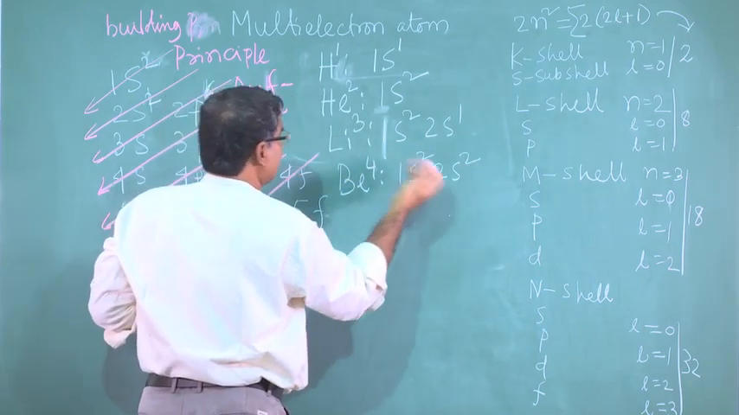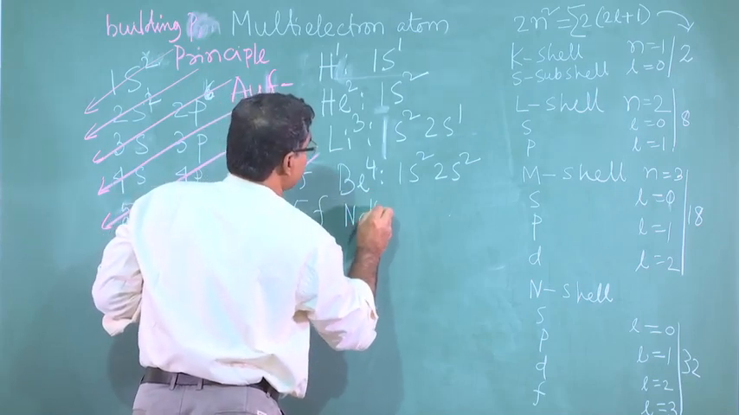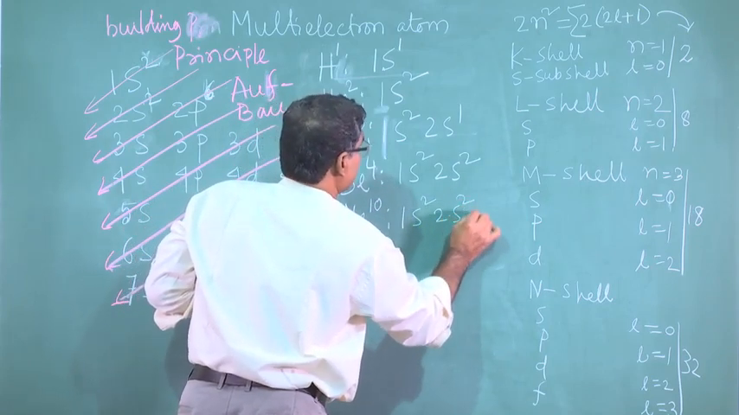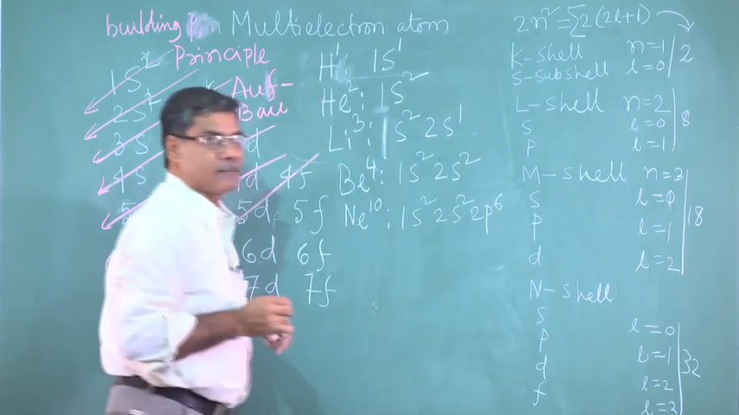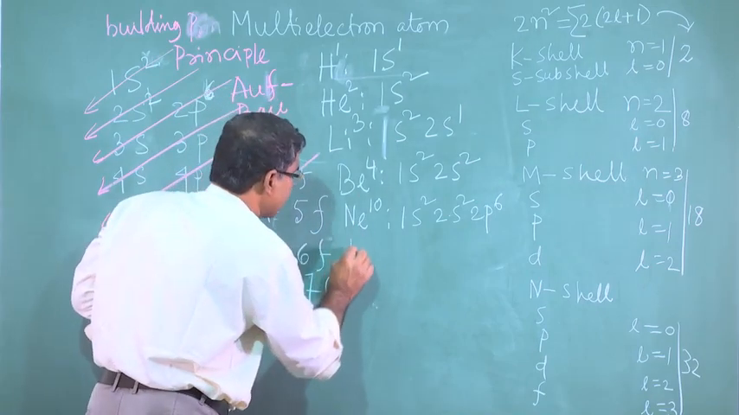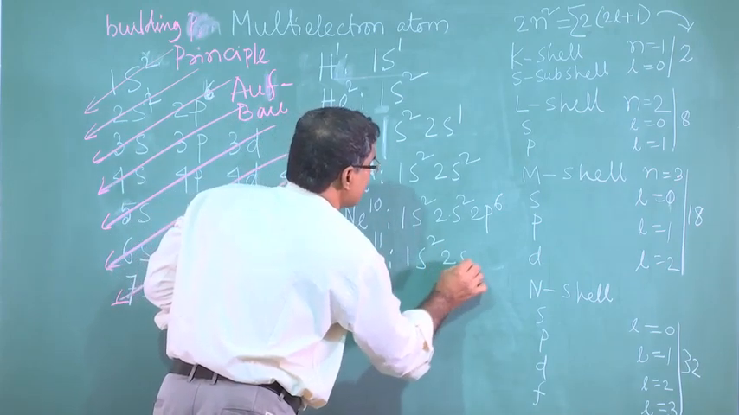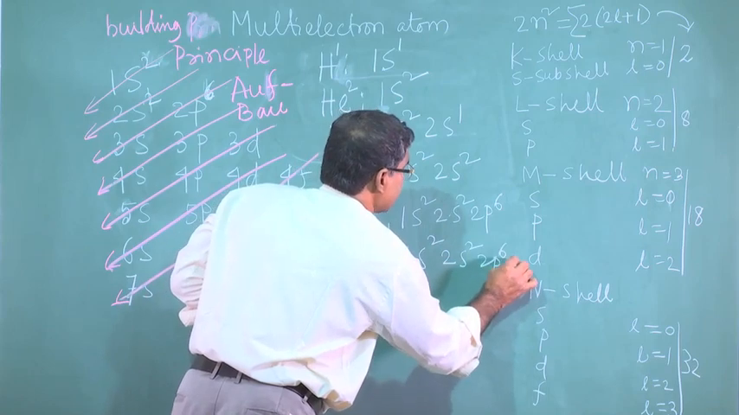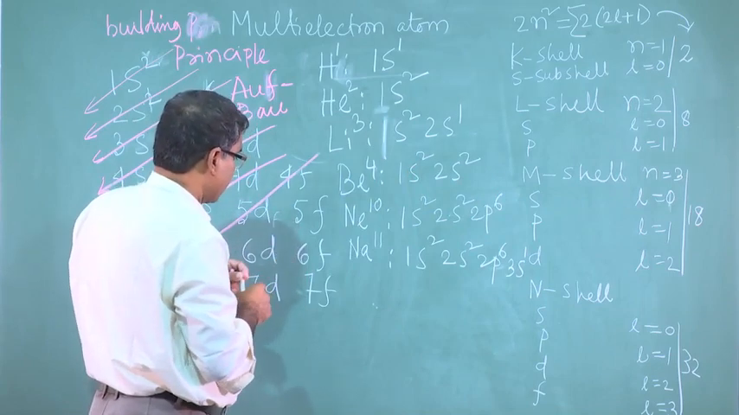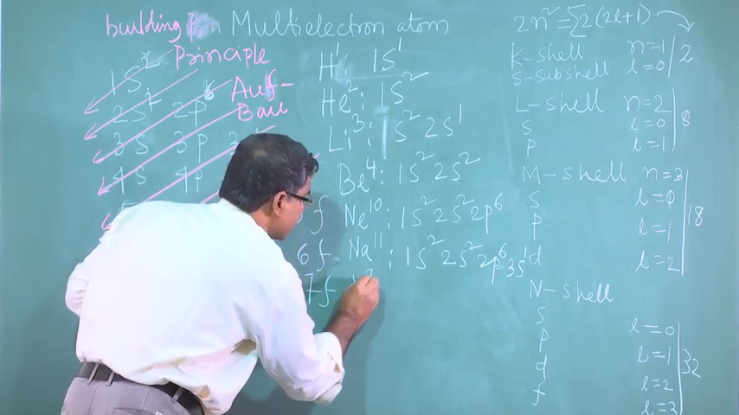Okay. So similarly, if you go for neon, it's 10 electrons. So one has 1s2 2s2 2p6. Okay. Then if you consider sodium, 11, it is 1s2 2s2 2p6 3s1. Then if you go for vanadium, it is 23.